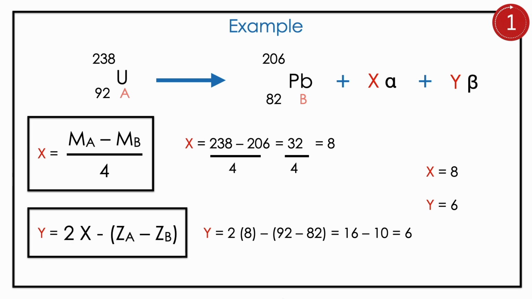Then the beta particle, which is y, equals 2x minus the whole bracket ZA minus ZB. 2x means 2 multiplied by 8. ZA, that is the atomic number of A, is 92. The atomic number of B is 82. If you simplify it, you have 16 minus 10, that equals 6. So the number of alpha particles is 8, and beta particles is 6.